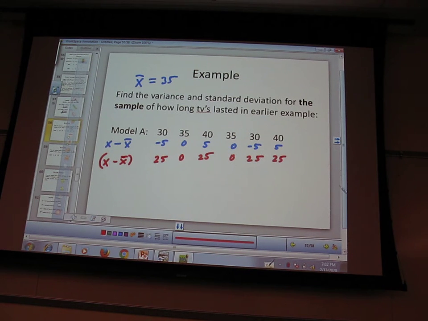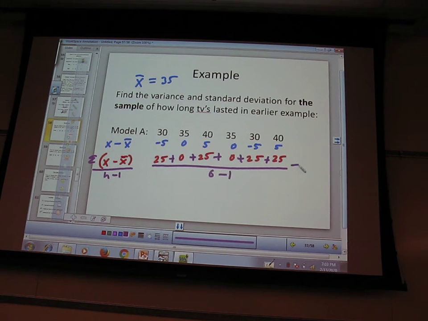We're going to add them up and divide by, we're going to average them. Add them up and divide by how many there are. Oh, divide by n minus 1. Almost by how many there are. We're going to do a slight variation of that one. So then we're going to add them up and divide by n minus 1. So let's add them up. And I'm going to divide by how many of them are there? 6. So I'm going to divide by 6 minus 1.